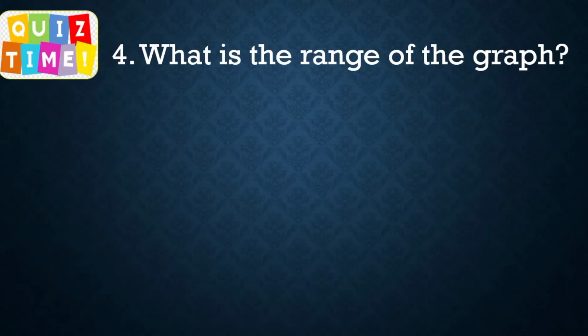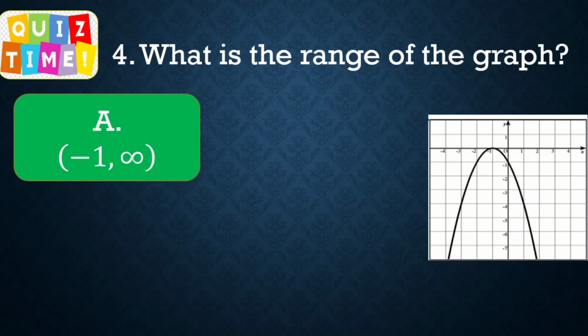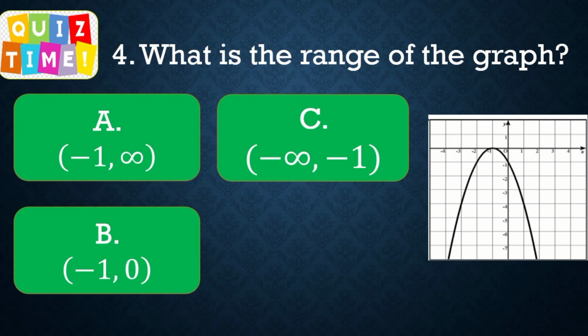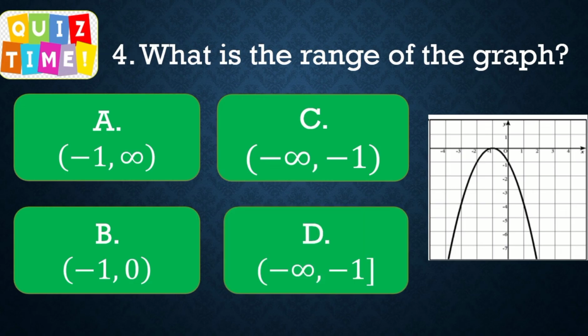Question number 4, what is the range of the graph? Letter A, from negative 1 to positive infinity. Letter B, negative 1, 0. Letter C, negative infinity to negative 1. And letter D, negative infinity to negative 1. So, sa letter D, bracket yung negative 1. Sa letter C, naka-enclose ng parenthesis. Okay, so the answer is letter D. Why? Because letter D is part of the range. Okay, next.